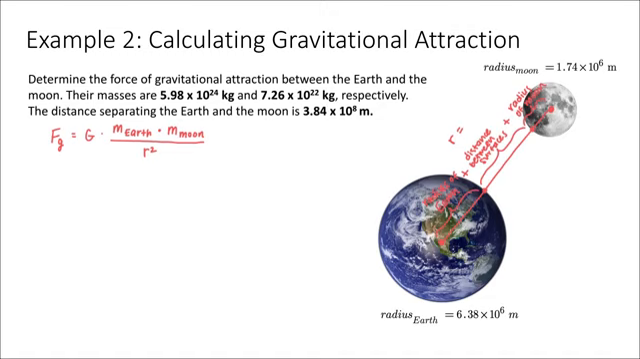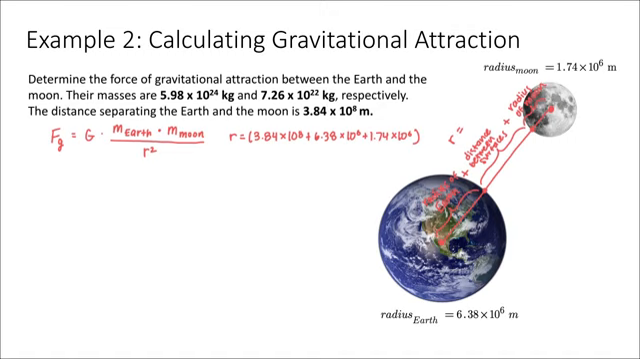That would also mean, algebraically, that r would be equal to the distance I was given, 3.84 times 10 to the 8th, plus each radius. So the Earth was 6.38 times 10 to the 6th, and the moon was 1.74 times 10 to the power of 6. So that is our r value, or the distance between the centers of the two objects.